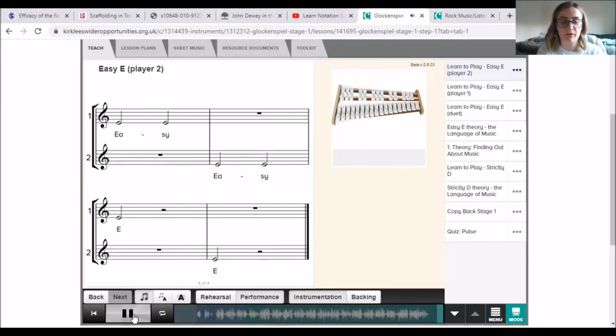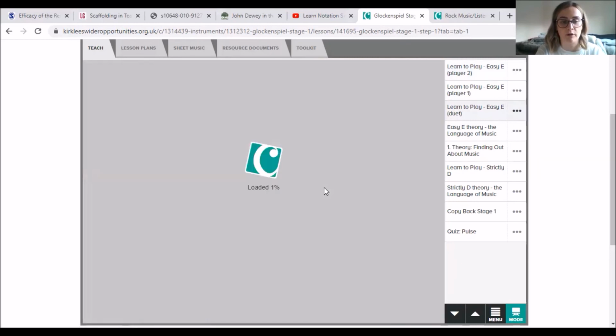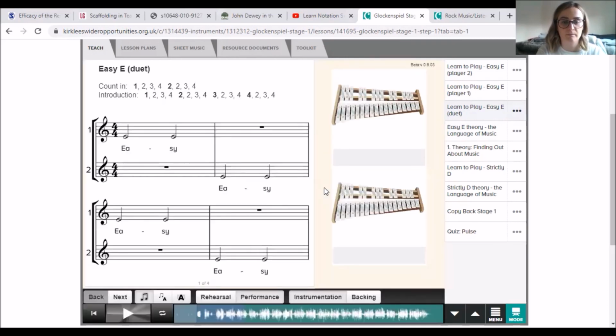Okay, super. If you want to pause the video and go back to player 1 and have another go, and then go back to player 2 and have another try, then you can do. I'm going to move on now to the duet. So this is where you're both going to be playing together. So player 1 and player 2 are going to be doing this both together.